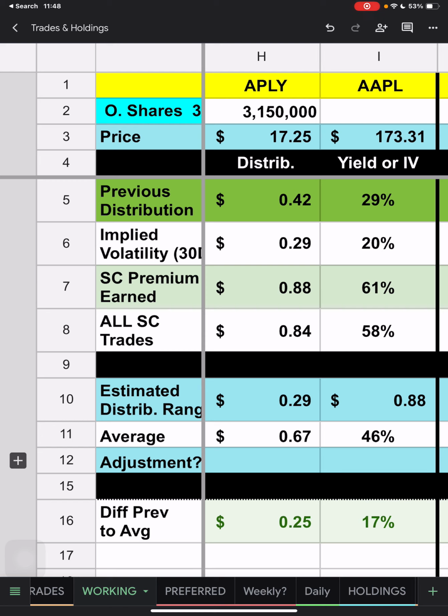In fact, looking at this, I'm not saying for y'all to do this, but that would be an interesting buy. I think I've actually been buying on it in the dips the past month personally, but I'd have to go back and look. But anyway, the estimated distribution range here is 29 to 88 cents. Now, if we looked at the average, it's 67 cents.